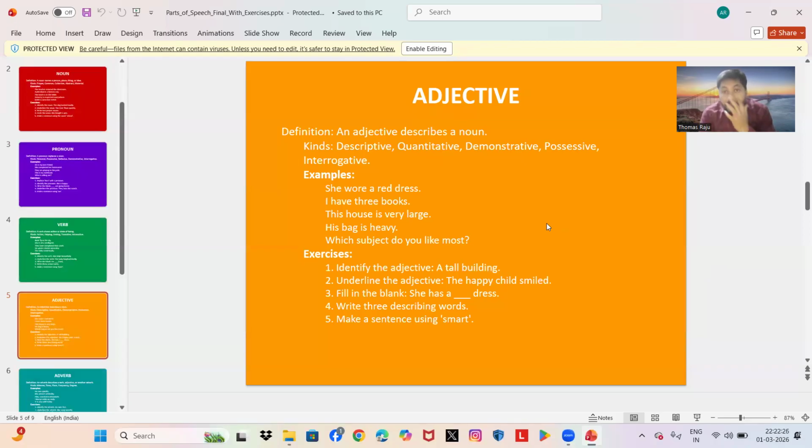So next, let's see adjective. So what is adjective? An adjective describes a noun or pronoun. What is adjective? Adjective describes a noun or pronoun.